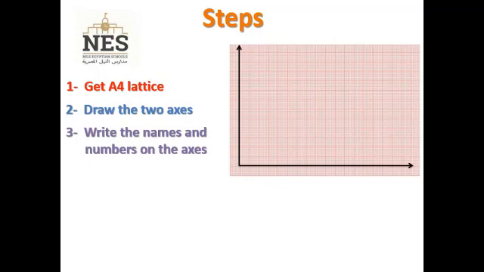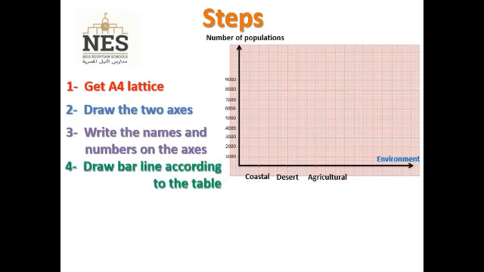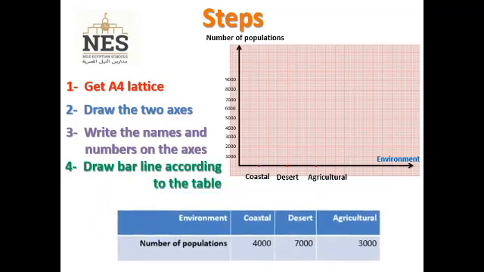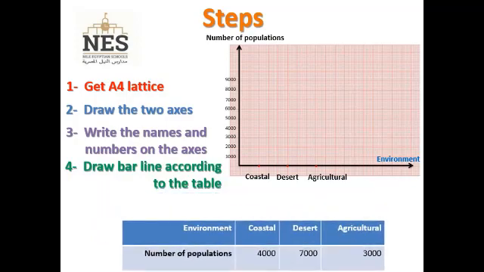Number 3, write the names and numbers on the axes. Number 4, draw bar line according to the table. We have the table and we have two places. Environment has coastal, desert, agricultural, and number of populations.